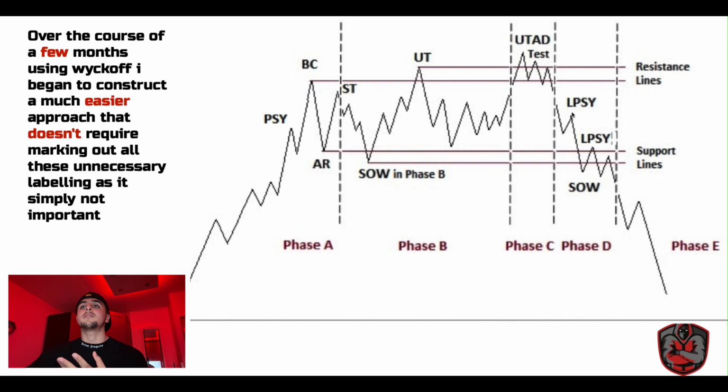Right here we have a distribution, okay? And the examples I'm going to show you are why we don't need to look at this bit, and why we need to focus on the UTAD, the second test, and the last point of supply. Because simply, the UTAD would tap into your higher time frame areas of interest, which in this case is your supply zone, right? You're not going to be trading these areas here, so what's the point of labeling them out? You're only making your charts messy, and it's really unnecessary, okay?